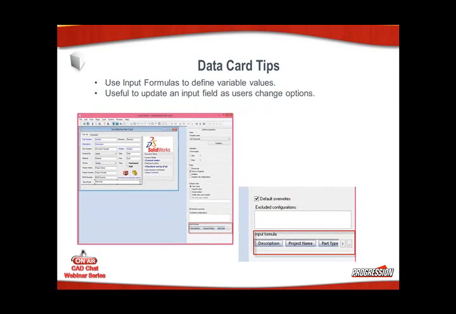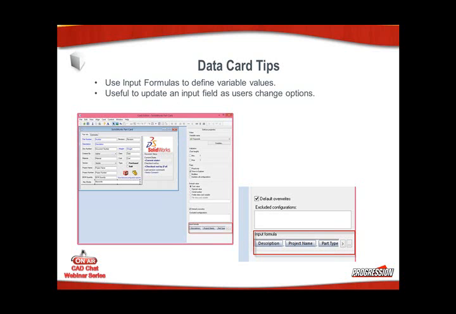One more little tip I want to mention is using the input formulas to define variable values. It's way down here at the bottom. Input formulas. When I select an input control, in this case there's a keywords control that I put on that data card. And in this case what I'm defining is the description, the project name, and part type, separated by commas. This is useful to update an input field based on user changes or entries.